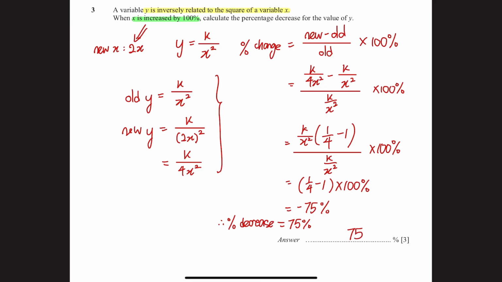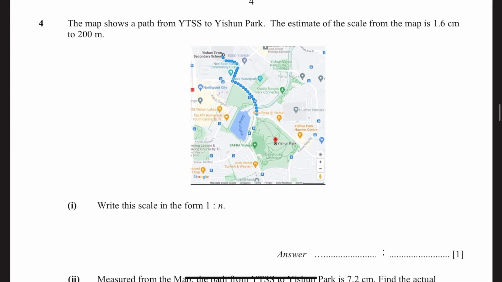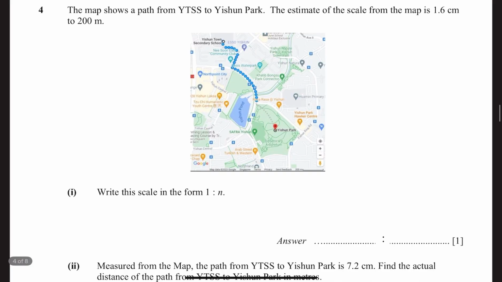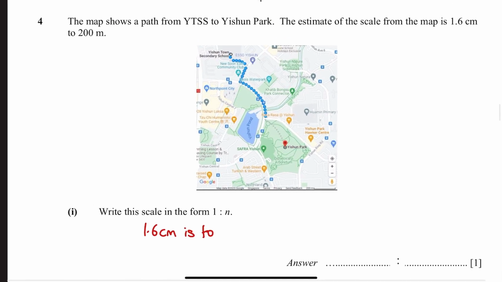Alright. Okay, let's now look at question number 4. It shows a map from YTSS to Yishun Park. The estimate of the scale of the map is 1.6 cm to 200 meters. Over here, find the scale in the form of 1 is to n. I know that 1.6 cm is to 200 meters.